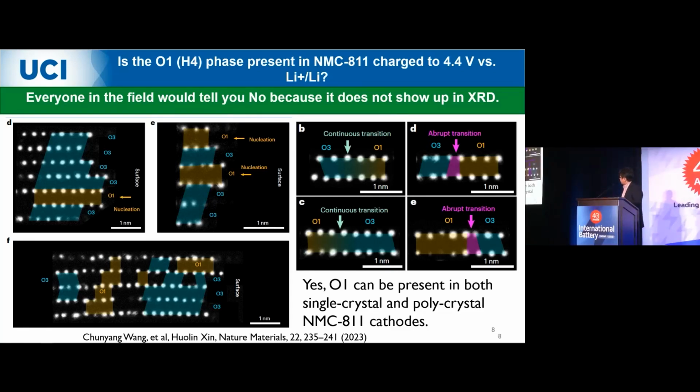But the question here is that by our estimate, this O1 phase only appears in less than 1% of this A11 material. So does it really affect the thermal or electrochemical stability of this material? I hope that in the next two slides, I will convince you that it does.